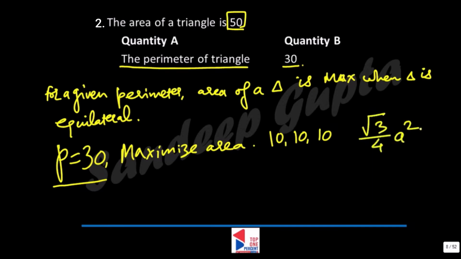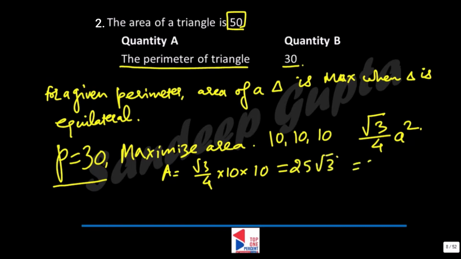Now the area of an equilateral triangle is given by root 3 by 4 a square. If you don't remember this formula right now, it's okay, absolutely okay. We'll teach you absolutely everything from absolute basics for all math topics. But right now, this is the formula. So now what will be the area? Let's see. Root 3 by 4 into 10 into 10 is equal to 10 into 10 is 100, 100 by 4 is 25, 25 root 3.